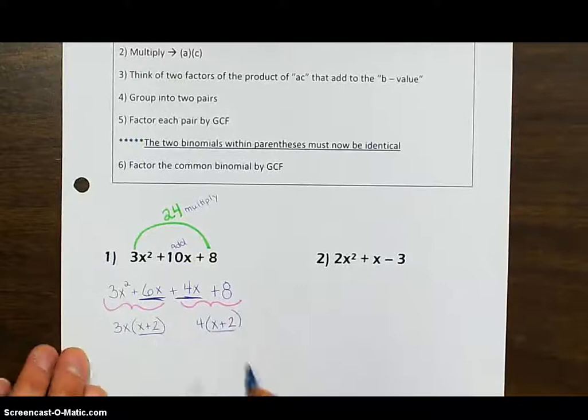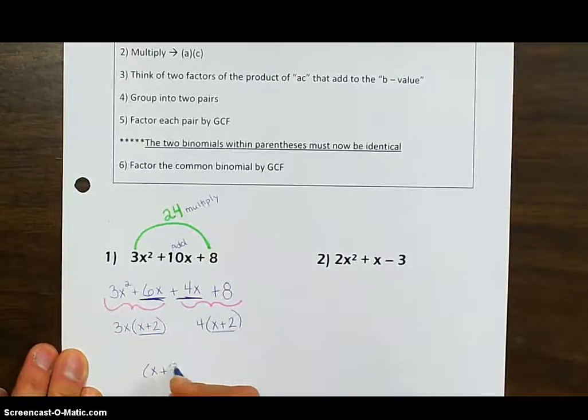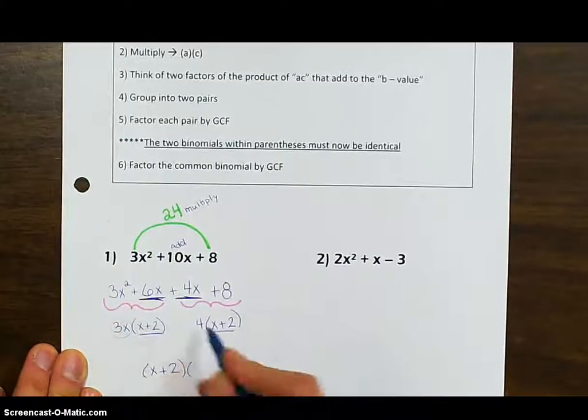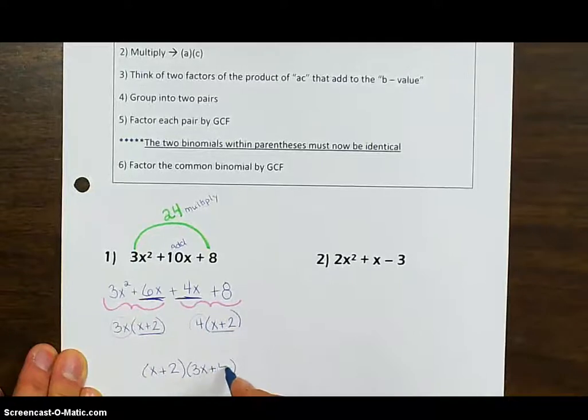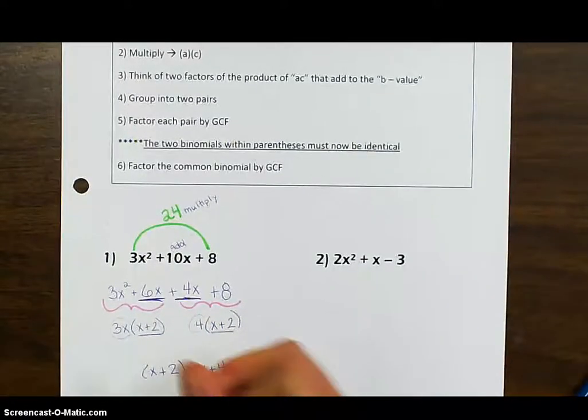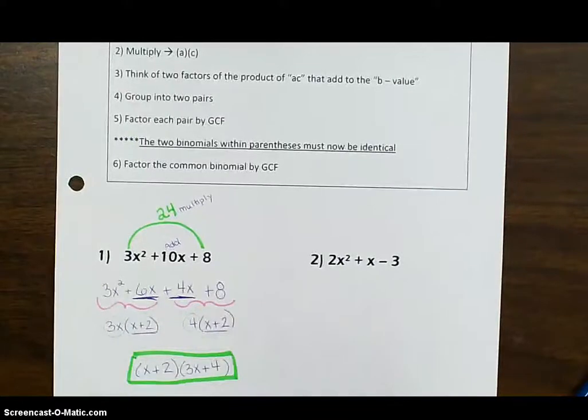This is our very first factor. Our first factor is going to be x plus 2. That's the first part of our answer. And now the second parenthesis is going to be 3 and 4. So 3x plus 4. And this, ladies and gentlemen, is our final solution.